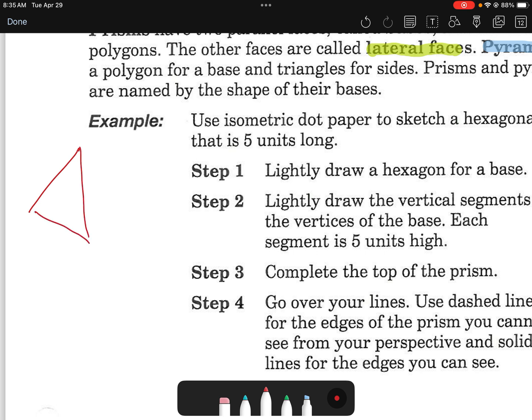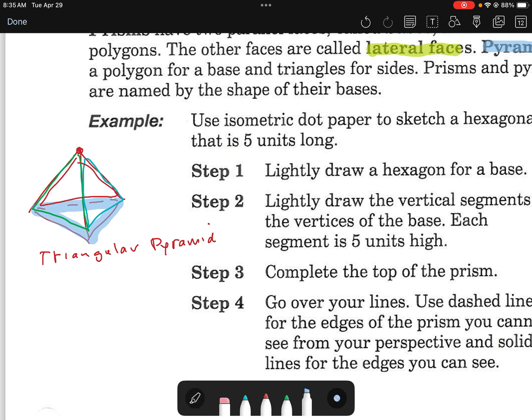The first pyramid I'm going to draw is a triangular pyramid. It's a pyramid because it comes to a point. I have a floor and I don't have a ceiling. Pyramids have lateral faces that are triangles. Notice I got 1, 2, 3 lateral faces, and they're all triangles. What shape is my base? It's also a triangle. That's why it's a triangular pyramid.